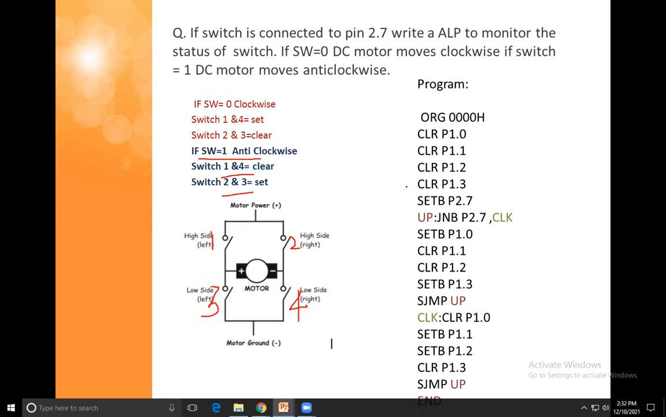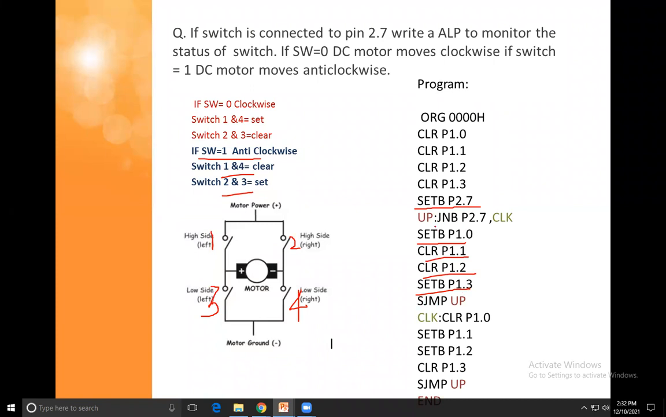So see, when set bit 2.3 means switch is on, it acts as a clockwise direction. Set bit 1.0 is there, then clear 1.1, then clear 1.2, then set bit 1.3 is there. So you will get an edge jump up.